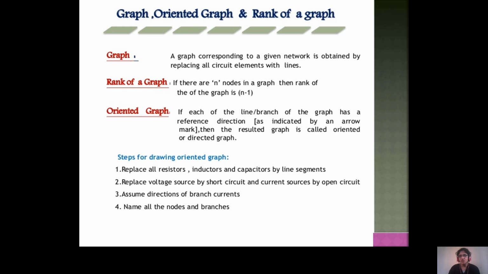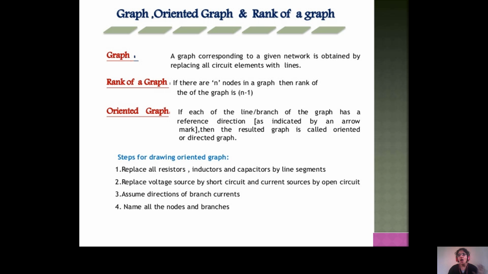Replace all voltage sources by short circuit and current sources by open circuit. So you have to replace all voltage sources by short and all current sources by open circuit. Next, assume directions of branch current. So first you have to assume the directions of the branch currents, so you convert it in the form of the oriented graph.